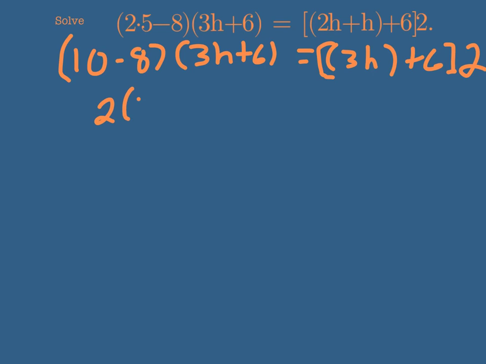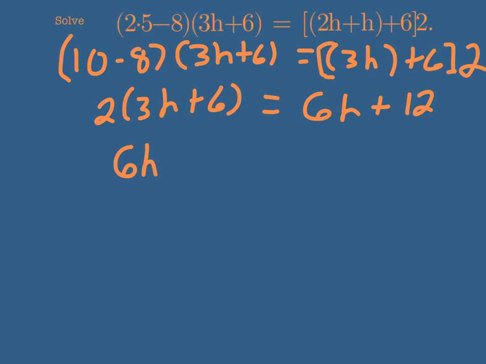That's going to be multiplied to 3h plus 6 equals 3h plus 6 times 2. We have the distributive property, so I need to distribute 2 to the 3h to get 6h. 2 to the 6, 2 times 6 is 12. On my left, I'm going to have to also distribute the 2. 2 times 3h is 6h. 2 distributed to the 6 gives me 2 times 6 is 12 equals 6h plus 12.